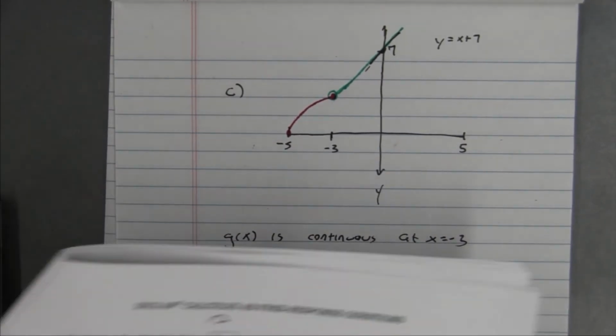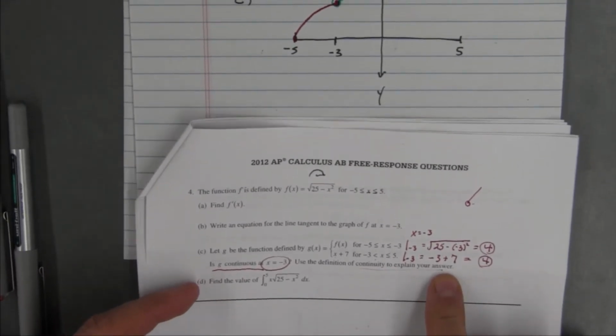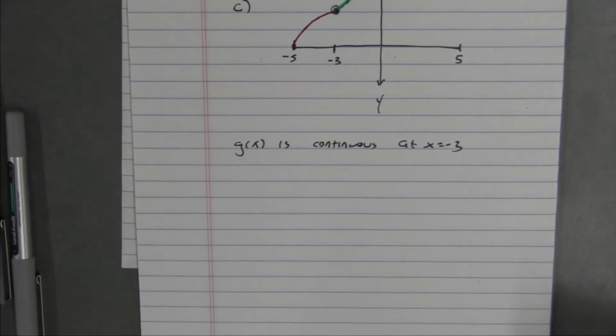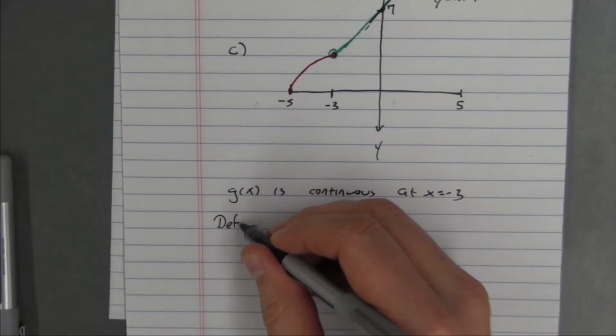Now I know that from looking at the graph, but that's not going to count as a justification, especially since it said use the definition of continuity to explain your answer, and I certainly have not used the definition of continuity. For all they know, I don't even know what it is. So now, let's look at the definition of continuity.